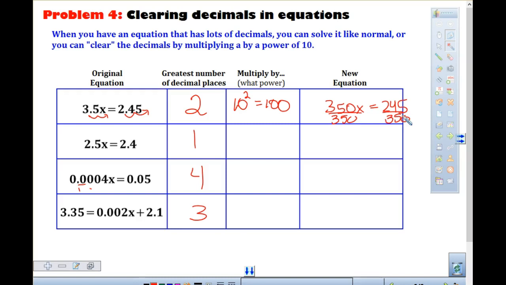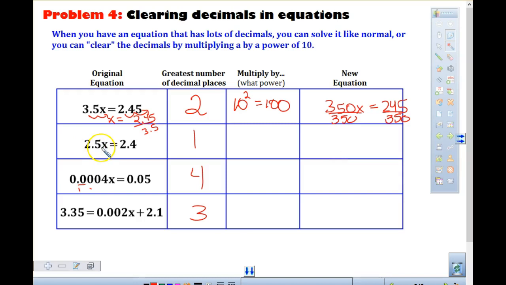If we do that, 245 divided by 350, what'd you end up with? 0.7. Did everyone get 0.7? Yeah. So go back and put in 2.45 divided by 3.5, right? Because that's how you would have solved this one. You would have taken 2.45 and divided it by 3.5. Do you get the same answer? Yeah. So does it matter which way? No, but some people don't like to have decimals in their problem.